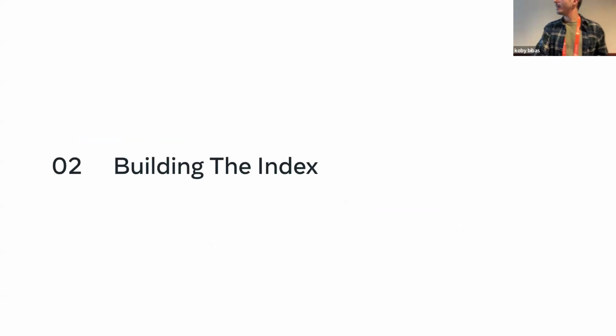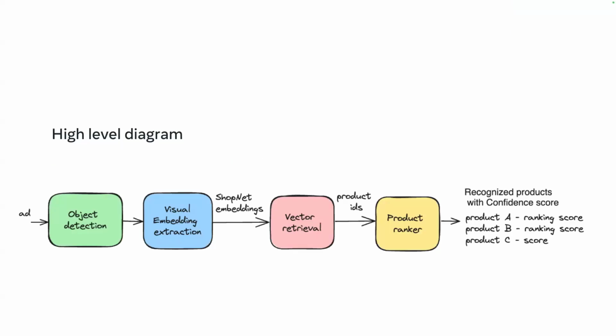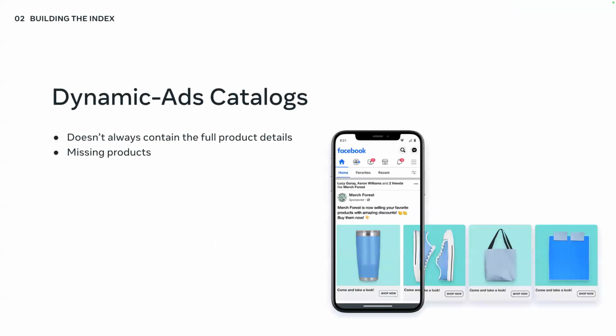So let's talk about how we build the index, the vector retrieval. The first and foremost data source is the dynamic ad catalogs, where sellers upload their products. However, this is not enough because the product does not always contain the full details, like many images might be missing, the price, the availability status, and also not all products are uploaded to databases. So we are missing many of the advertiser products.